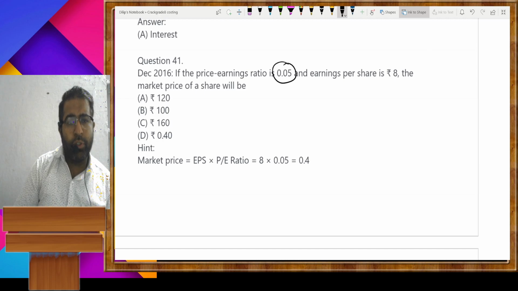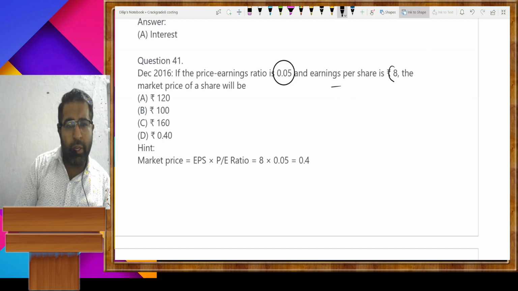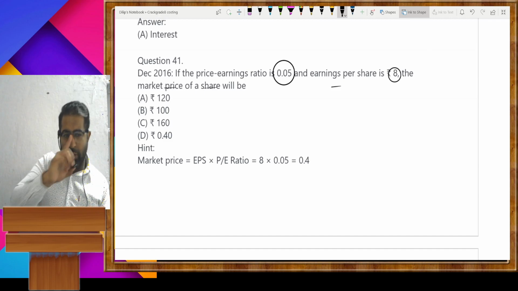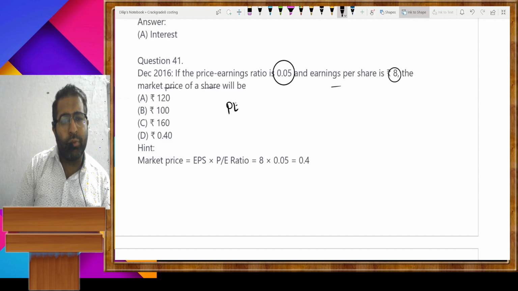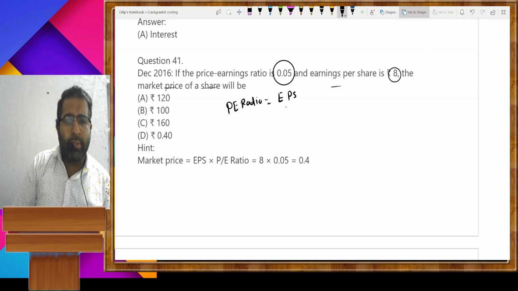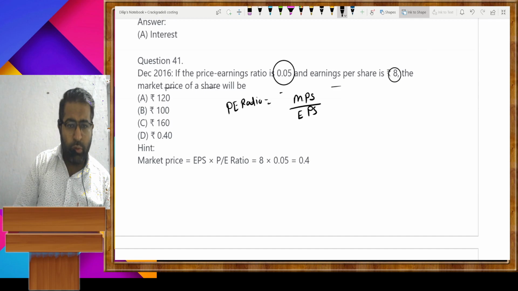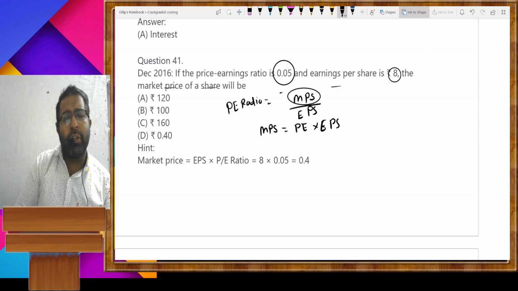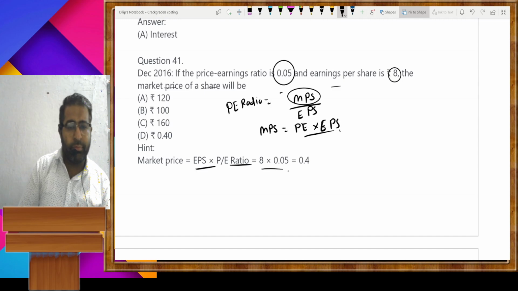If price earning ratio is 0.05 and earning per share is 8, what is the market price per share? We just previously completed a question: what is the PE ratio? PE ratio equals market price per share divided by earning per share. So if you want to calculate MPS, then the formula is MPS equals PE ratio multiplied by earning per share. Here it is. Okay.